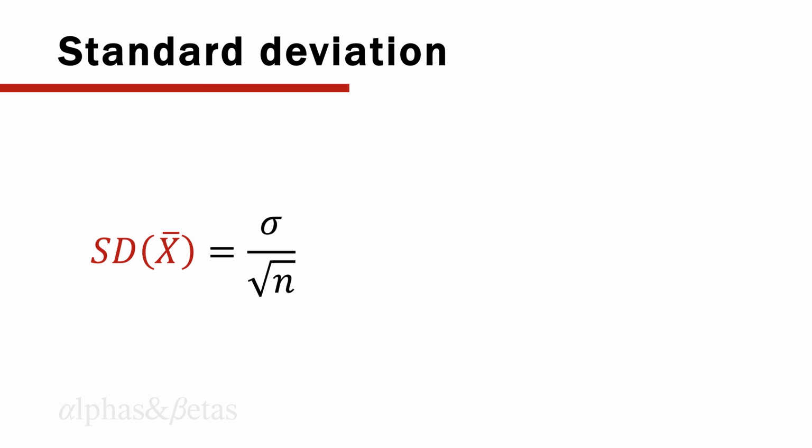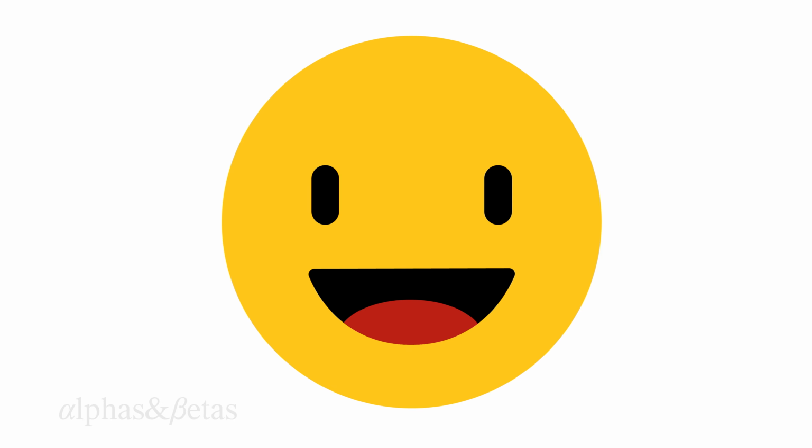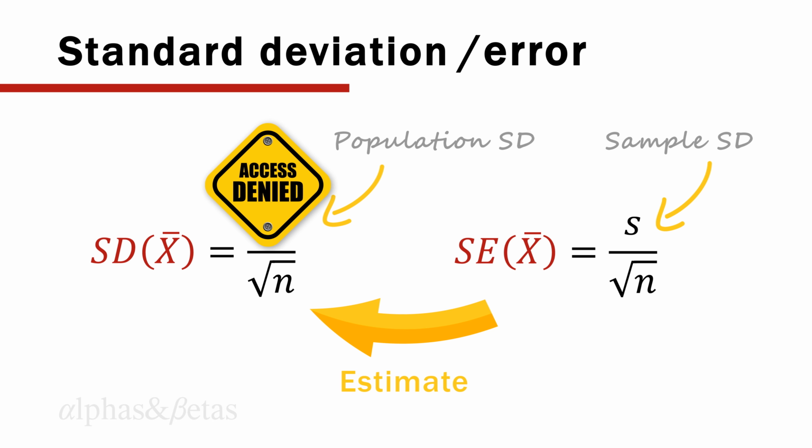The formula tells you the standard deviation of the sampling distribution, provided you know the standard deviation of the population. The problem is you can't see the population, otherwise you wouldn't be using samples. So you have these wonderful formulas, but you can't use them. Or maybe you can. You can use the sample standard deviation to estimate the population standard deviation. When you do this, the standard deviation of the sampling distribution is called the standard error of the mean. The standard error estimates the standard deviation of the sample mean.